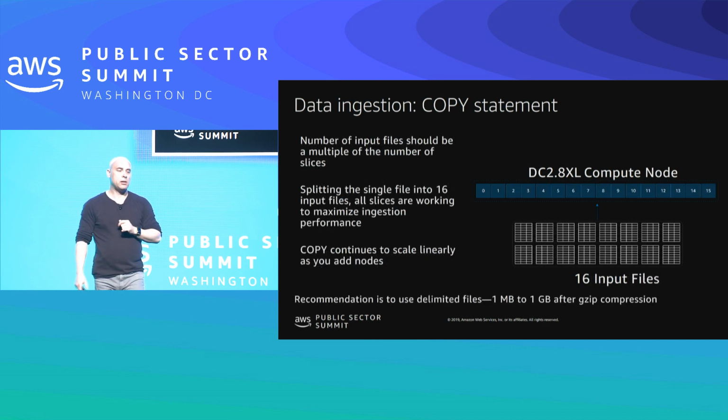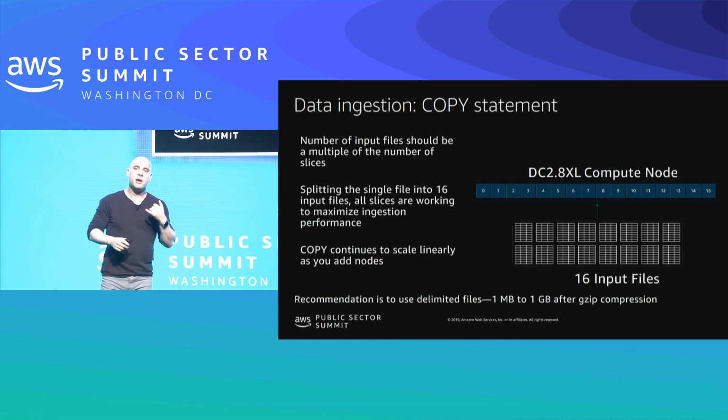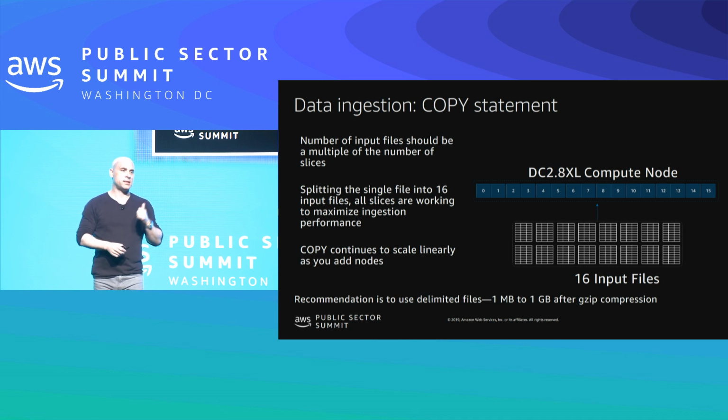If we wanted to get some parallelism out of this and we broke that same file up into 16 chunks because we have 16 slices, now every one of the slices in the cluster is going to reach out in parallel to S3 and pull that file up. Then it's going to parse it, distribute it, and get it written to disk. This actually scales linearly. So you'll get very close to a 16x performance improvement by splitting the files.